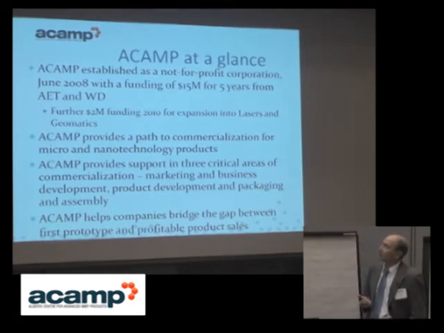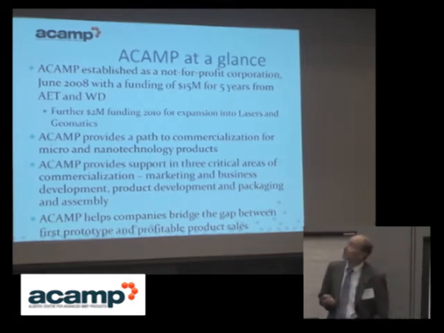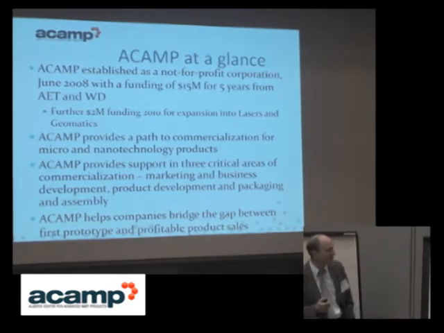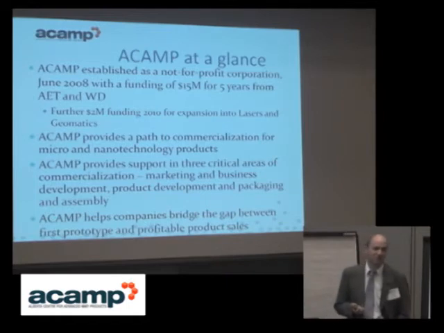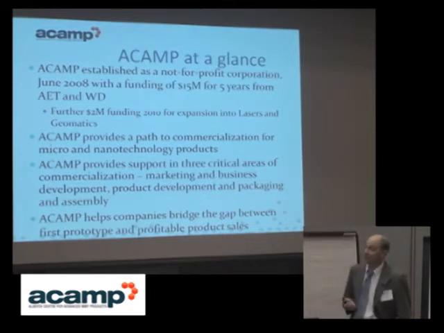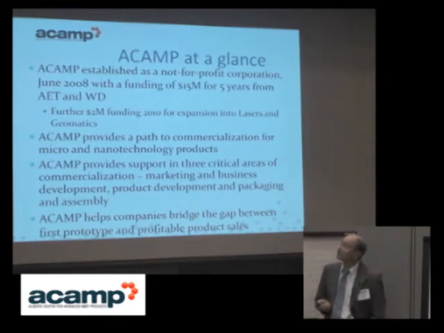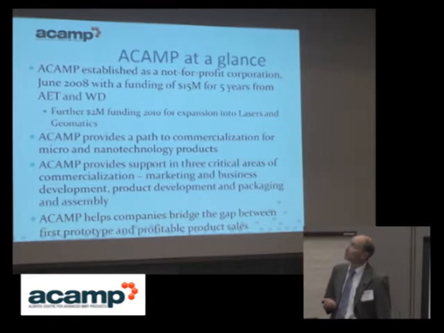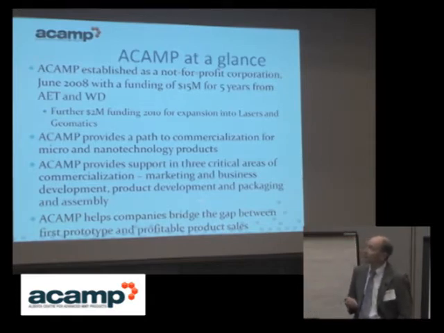ACAMP was established as a not-for-profit in June 2008 with a funding of 15 million for 5 years. Actually, that's now 17 million, in fact, because we've received an additional grant from WD to buy some more capital equipment. 2 funding bodies, AET, which represents the provincial funding, and WD, which is regional funding, Western Economic Diversification. And so we set up to provide this path to commercialisation and supporting in 3 critical areas.